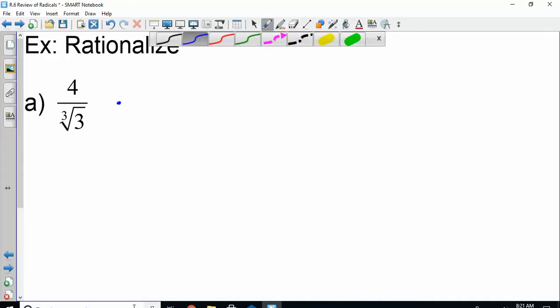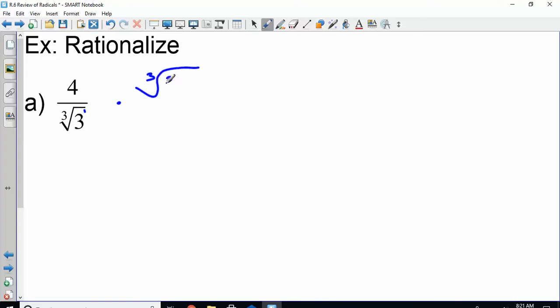There are a couple ways we can think about this, but I'll walk you through a couple of them. This is a 3 to the first. That means I have 1 3. Because it's a cube root, we need 3 of them before we can pull it out. So if you have 1, how many more do we need? 2. So I'm going to multiply by the cube root of 3 squared.